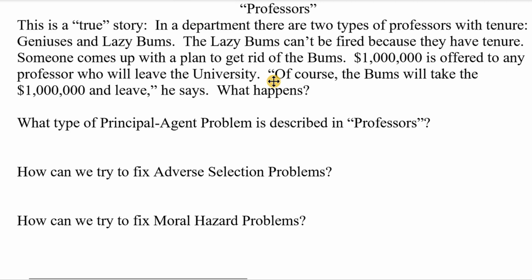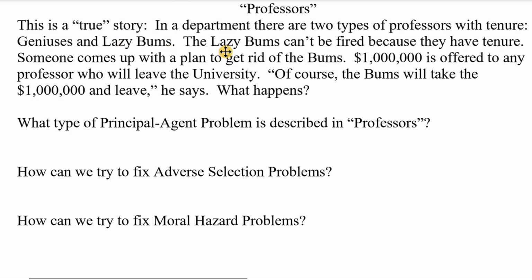But suppose there was a department, and I was told this was an economics department many years ago. There were two types of professors in this department. They all had tenure, which means it was really impossible or nearly impossible to fire them. You had some that were geniuses at this university and some that were lazy bums. The geniuses were bringing in millions of dollars in grants and writing books and doing wonderful research and doing great teaching. The lazy bums were showing up to class late, not really doing anything at all.